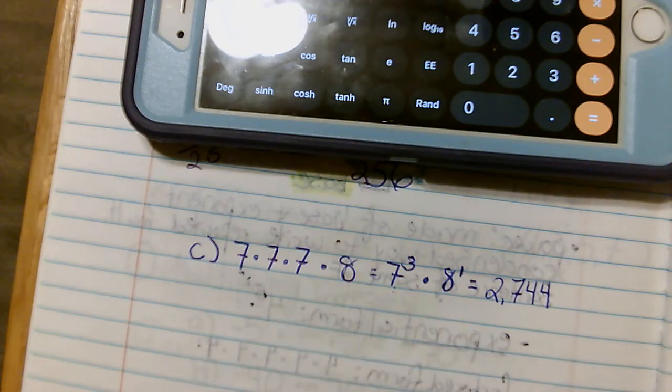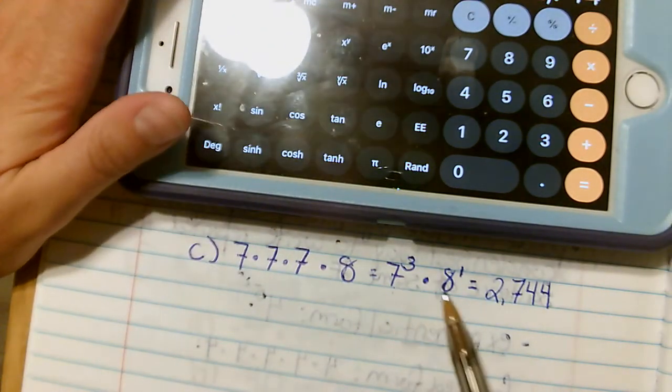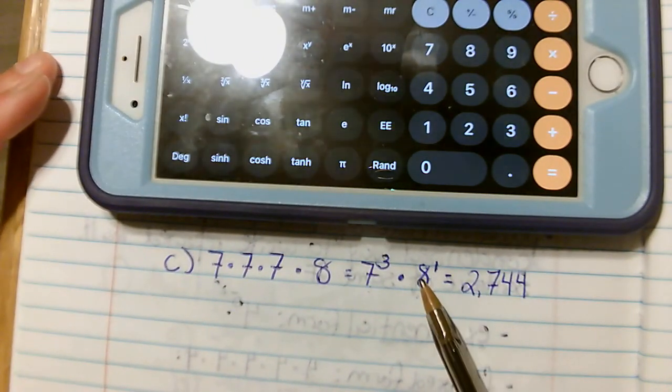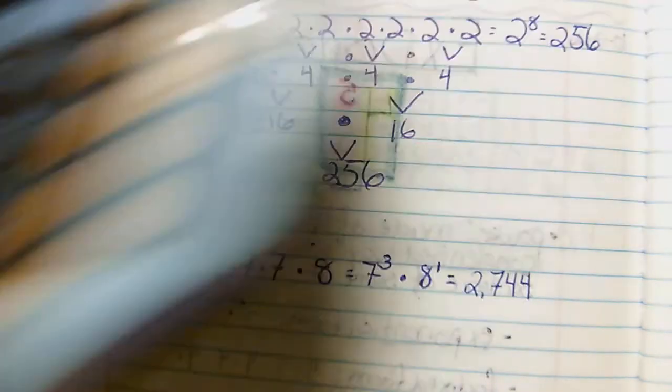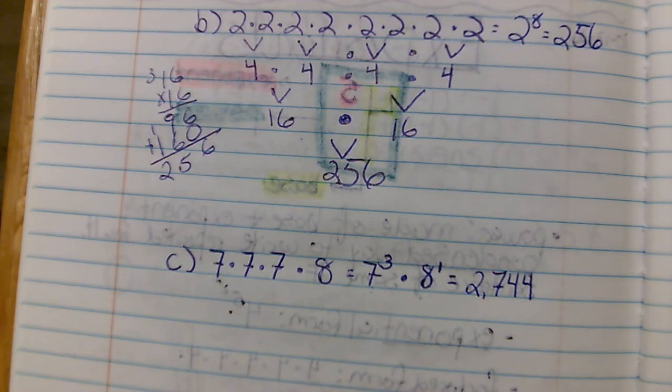2,744. Okay? Just be careful when you're doing ones like these. You want to keep those bases separate. And even if you see a number by itself, it's always to the first. Always to the first power. Alright, so let's talk about some of those weird exponents, like to the first power.